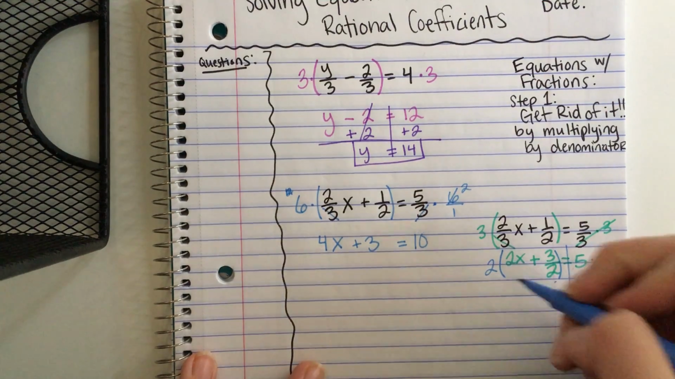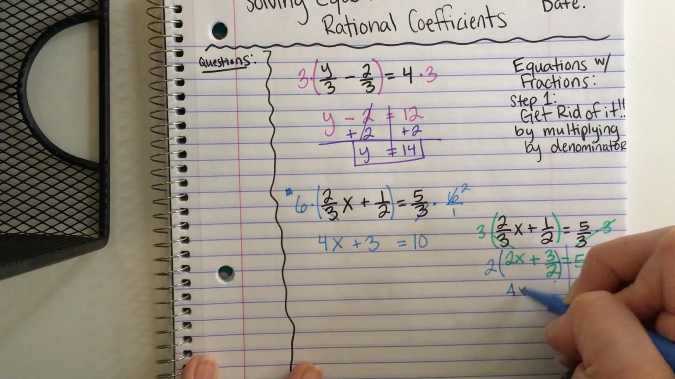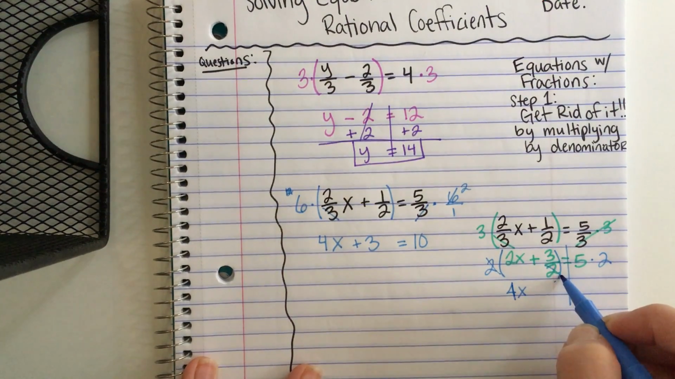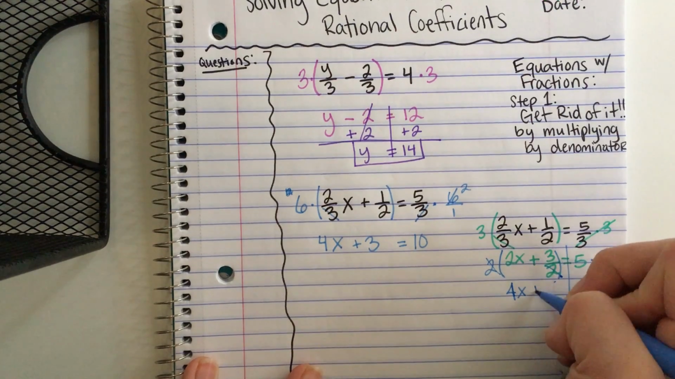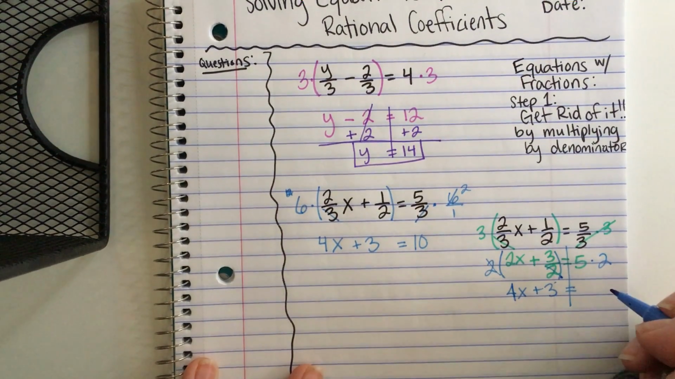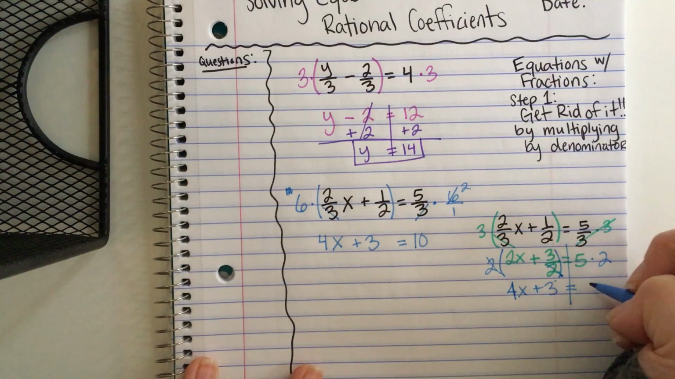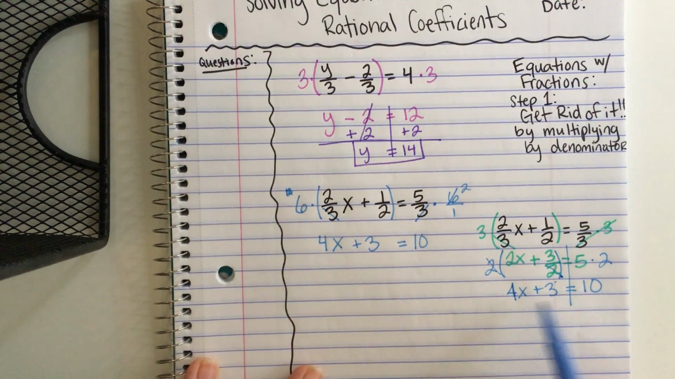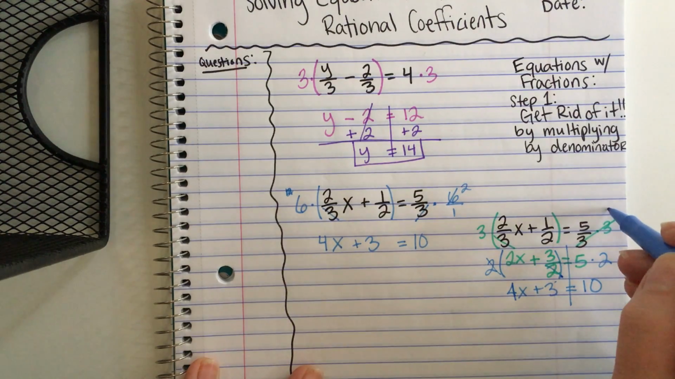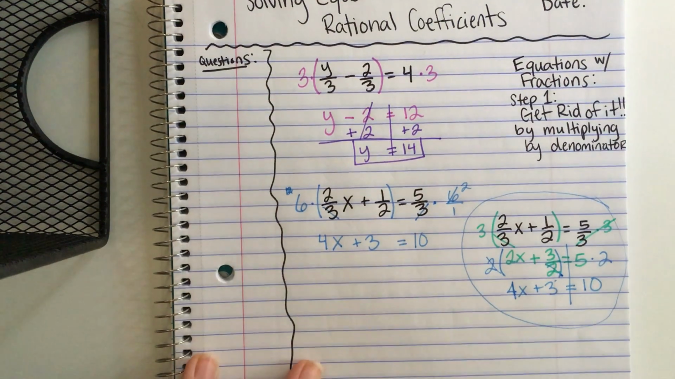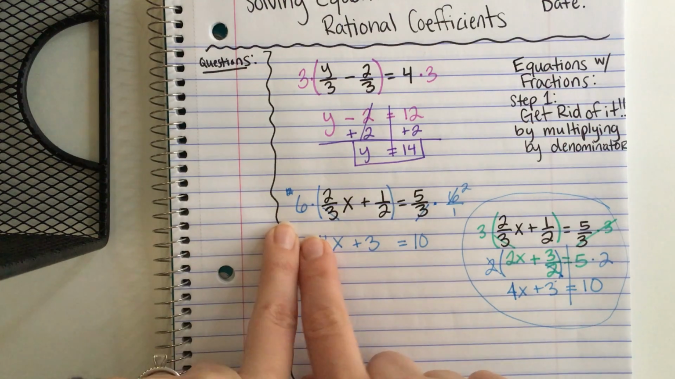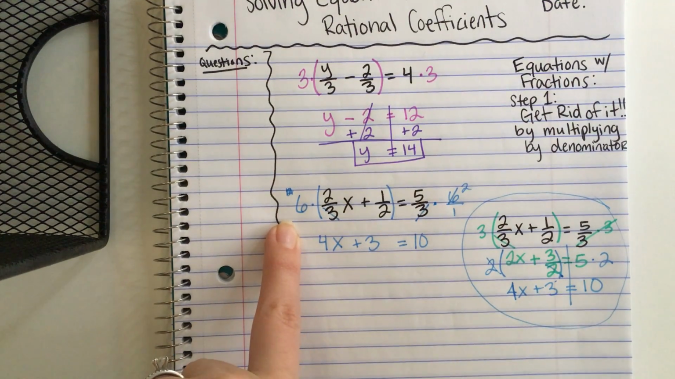So 2 times 2x would give me 4x. The 2's here are going to cancel out because 2 divided by 2 is 1. I have my plus 3. And on the other side, I have 5 times 2 for 10. So notice we get to the same spot no matter what. This is just another way that you can look at that. You can just multiply by individual denominators until there are no more. Or you can find the common denominator.